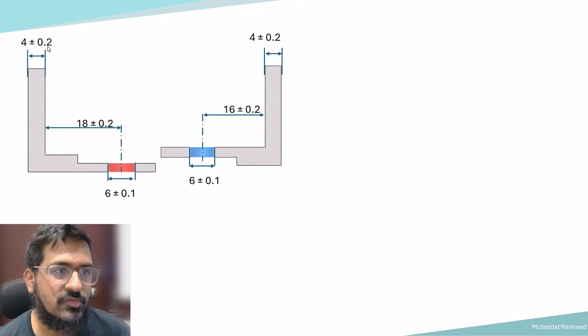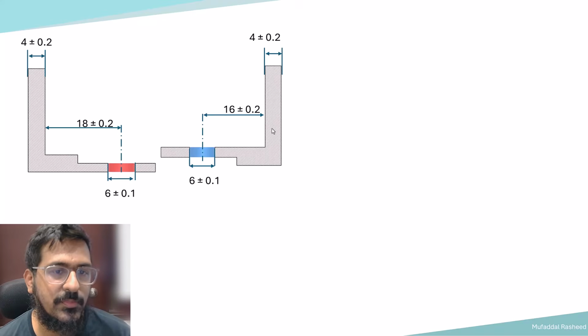So 4 plus or minus 0.2, the location of the hole is defined by this dimension 18 with a tolerance of plus or minus 0.2. This is in coordinate tolerancing. This is not GD&T. So that is also another key point to consider when doing a tolerance stackup analysis. And the size of the hole is 6 with a size tolerance of plus or minus 0.1.